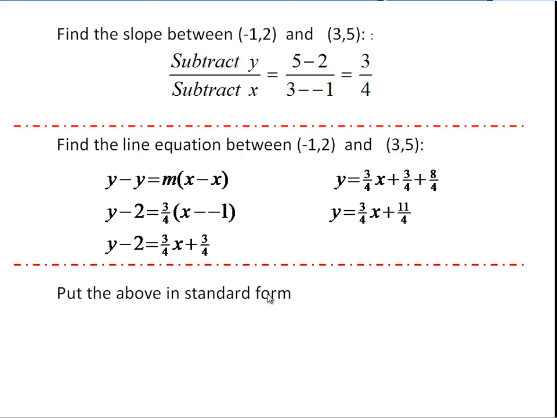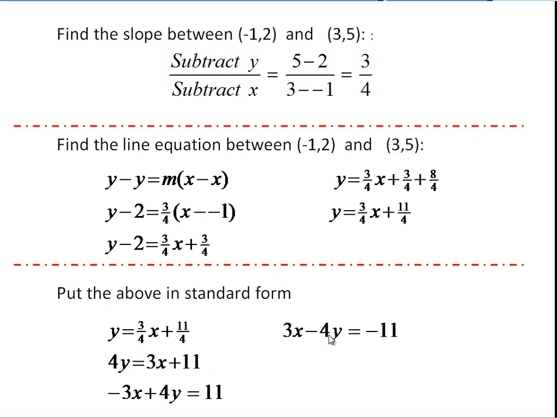Okay, now we want it in standard form. So if you take this in standard form, multiply everything by 4 to get rid of the fractions. So you get 4y. 4 times 3/4 is 3. 4 times 11/4 is 11. Then standard form starts with the x. So subtract 3x. So you have negative 3x plus 4y. And then change all of the signs because they prefer to start with a positive number. So it's 3x minus 4y equals negative 11.